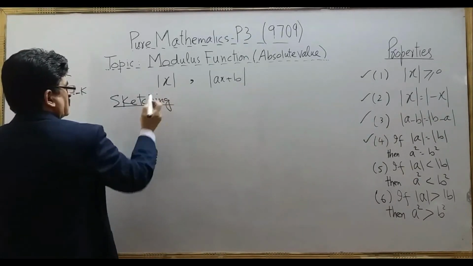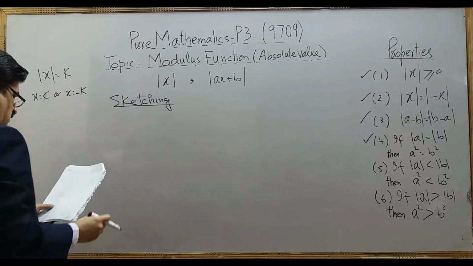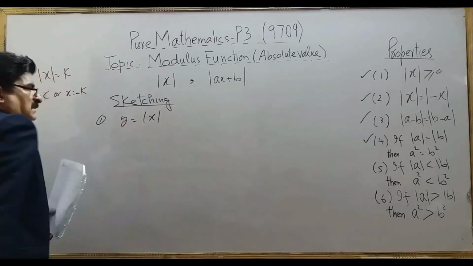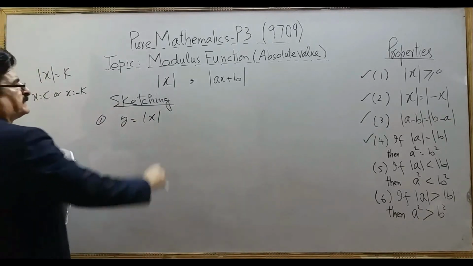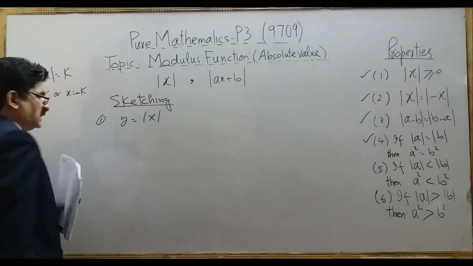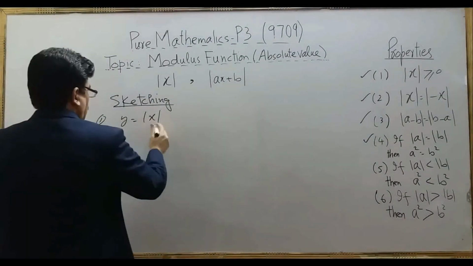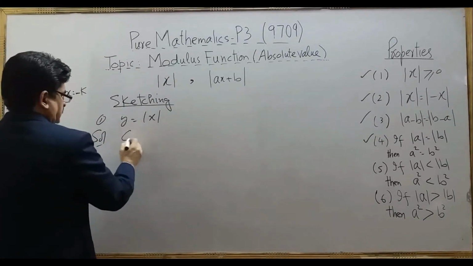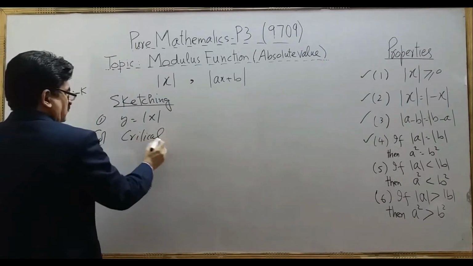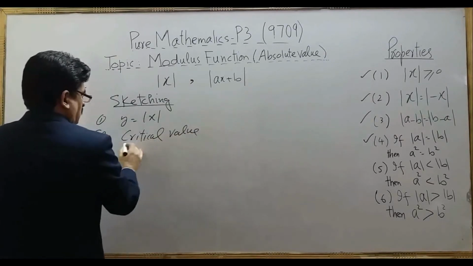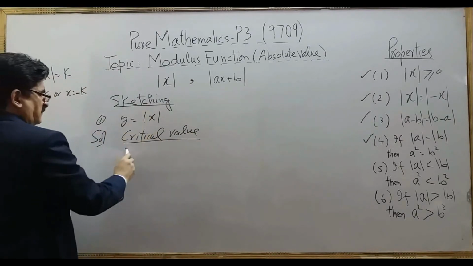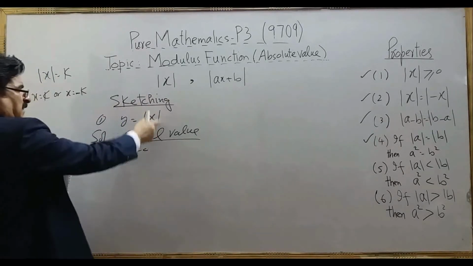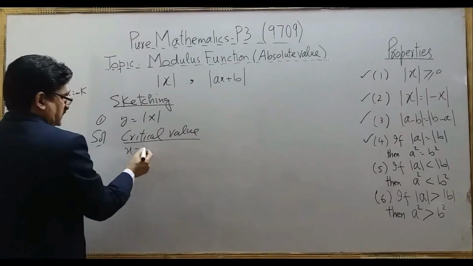Sketching. Now the first example is y is equal to |x|. Sketching a modulus function like this or this type, may be linear. Now it will be helpful for us if you find the critical value. Now what is the critical value? It means make the expression inside the modulus function equal to 0. So this is our critical value.